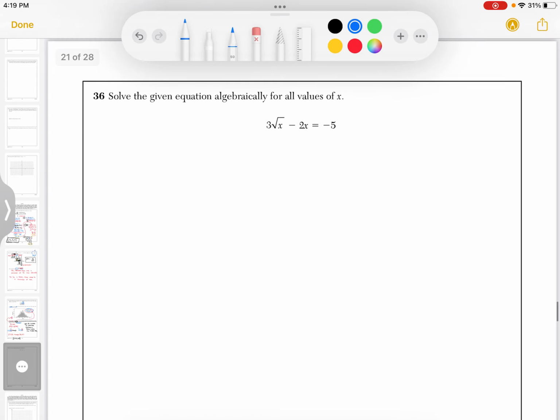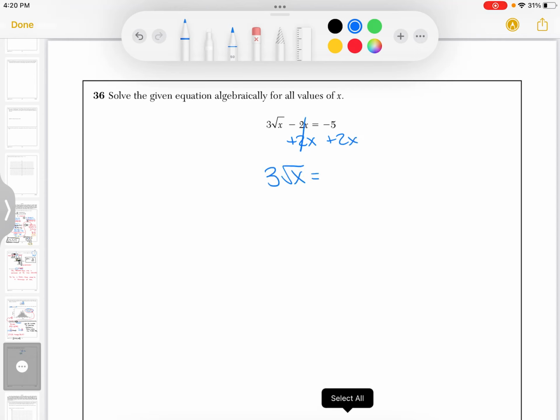Perfect, 2 more. So number 36, solve the given equation algebraically for all values of x. Whenever you are solving a square root equation, you want to try and get the square root by itself. So my first step for this one is to move that minus 2x over by adding the 2x. So that'll cancel and I'll be left with 3 radical x equals. These cannot combine, so I'm just going to bring them down, and just because I like how it looks better, I'm going to put the 2x first, then the minus 5.